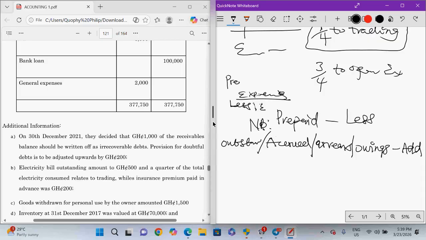This will be in the income statement, right? But when you go to the statement of financial position, it will be adjusted to the what? It will go to current asset if it is prepaid. And then current liability if it is what?